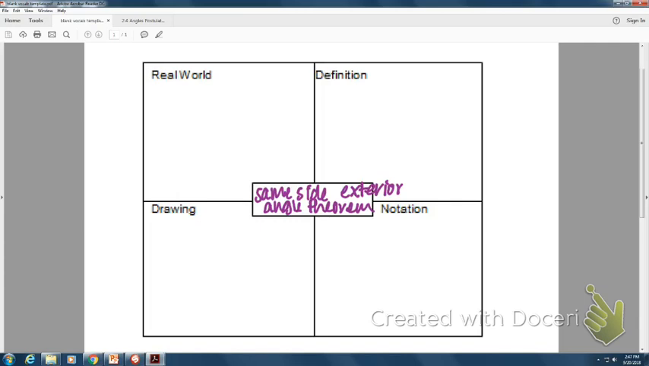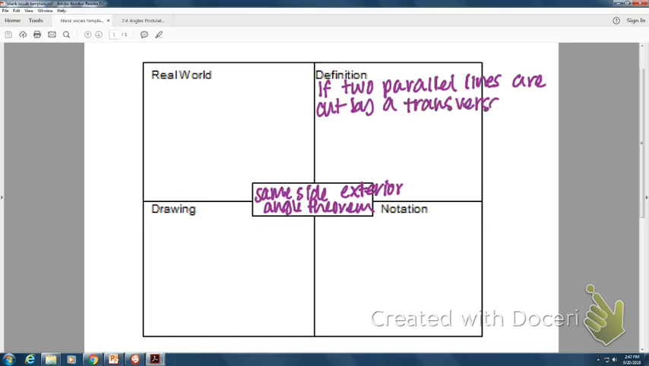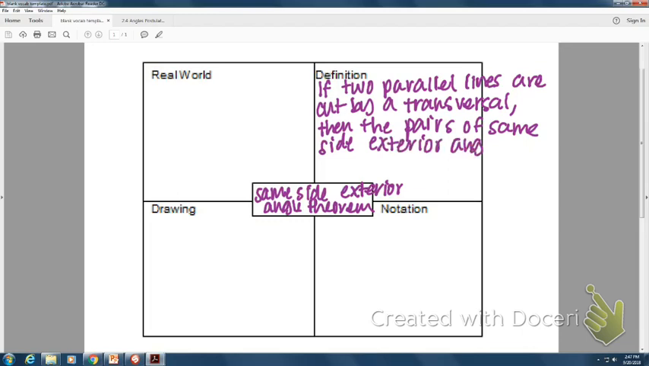Okay, same side exterior angle theorem. If two parallel lines are cut by a transversal, then the pair of same side exterior angles are congruent.